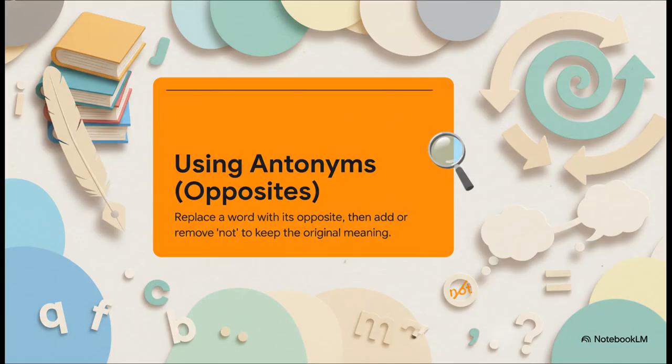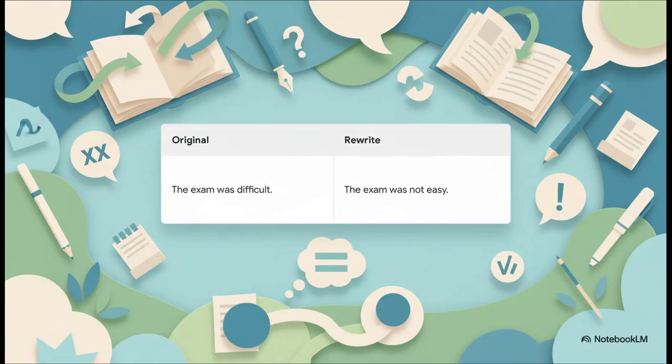All right, here's another way to change the focus, and this one is all about your vocabulary. We're talking about using opposites or antonyms. And the formula for this trick, super easy. You just swap a word for its opposite, and then you either add or take away the word not to keep everything balanced. It's like a little balancing act. I mean, think about it.